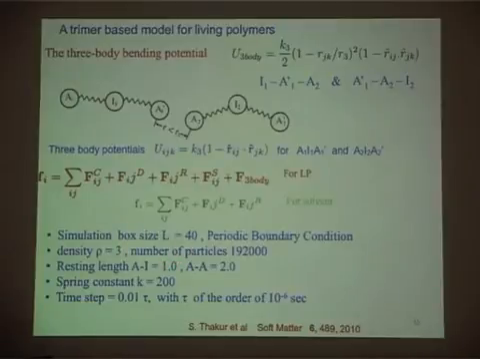So we take a simulation box of size 40 and put periodic boundary conditions. We choose density 3. This is a standard density chosen for water in DPD interactions because that gives you the correct compressibility for water. You have about 1,92,000 particles. Then you have a resting length for the springs of 1, and this one to be 2. This is actually a variable too; we can change the range of the interaction too. So that's the detail about the simulation parameters, and that's the system which we simulate.